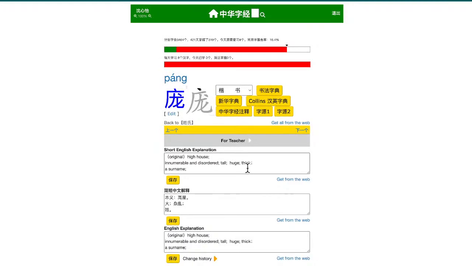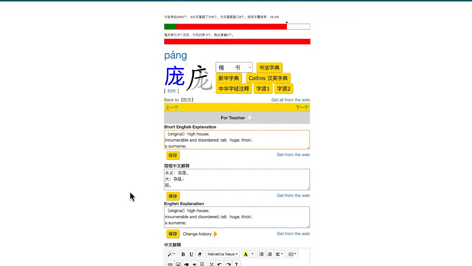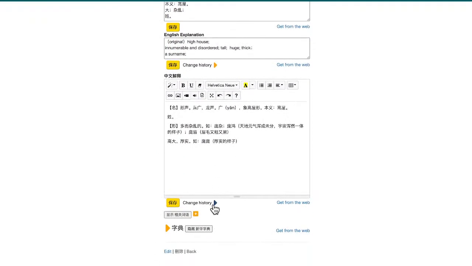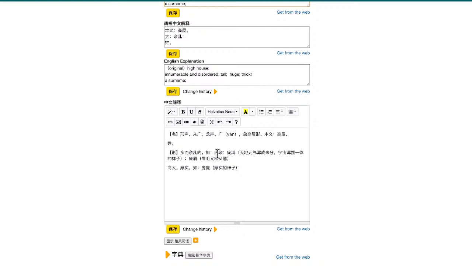Next one is pang. Pang, the original meaning is big house. The other meanings also have something to do with big, like innumerable or disordered, big but disordered. It also means tall, huge, thick. Of course it's a surname. For example, 庞杂, 庞大. Those are the common words. High houses, that's the original meaning.